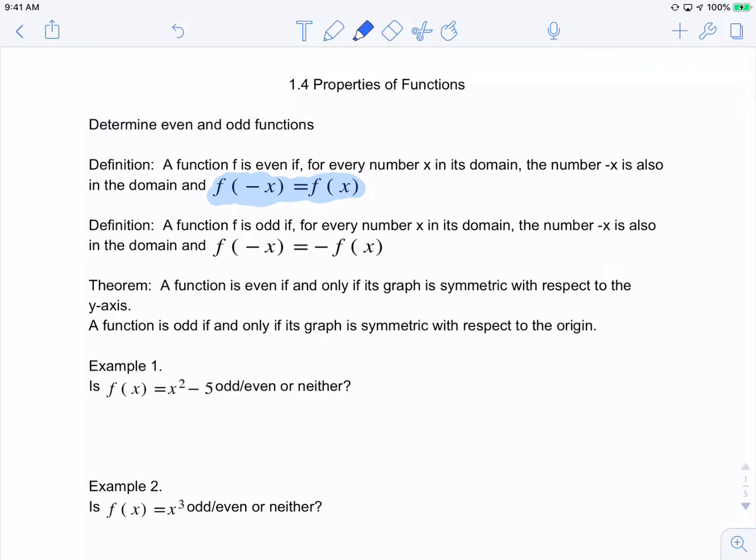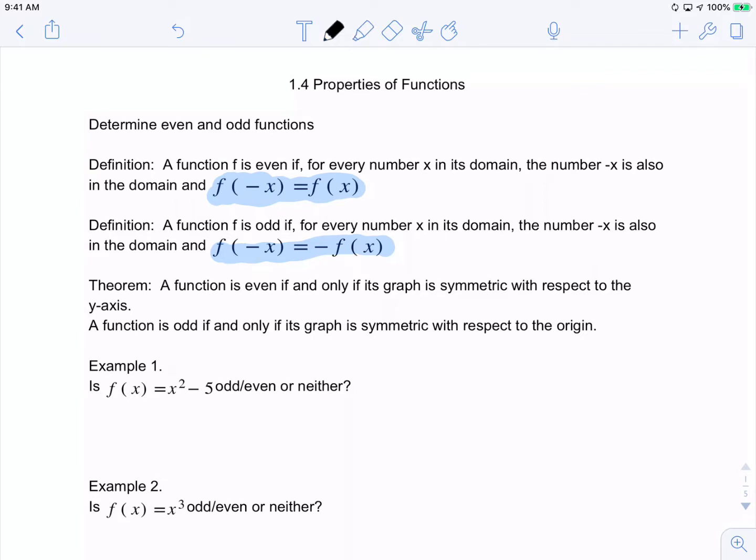For an odd function, the definition tells us that a function is odd if for every number x in its domain, the number negative x is also in the domain, and f of negative x is equal to negative f of x. So basically, with the odd function, we're going to get a negative value for the whole function. I'll show that in just a second, but I wanted to give that to you.